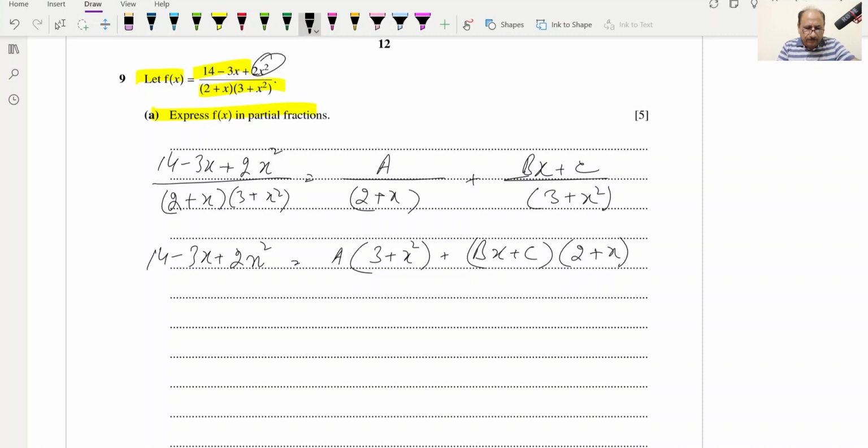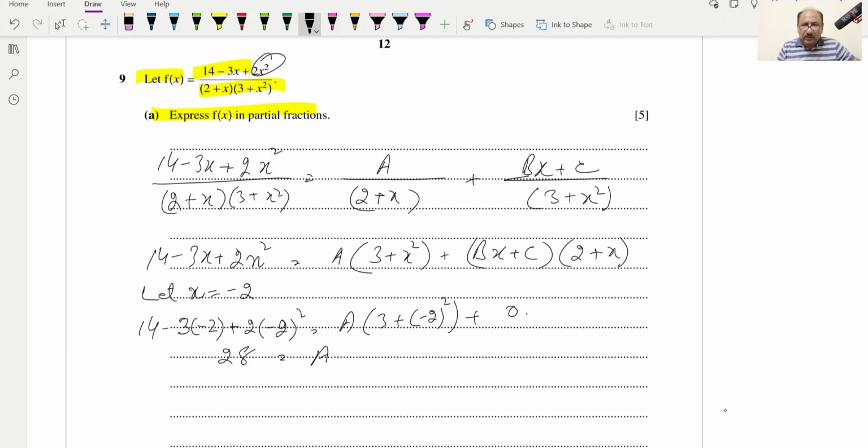So first of all, we will be putting x is equal to minus 2. So this implies 14 minus 3 into minus 2 plus 2 into minus 2 squared is equal to A into 3 plus minus 2 squared, and plus this will be 0, so I'm not writing this one. Because of this term, this whole term will be 0. Now we can simplify. This will be 14 plus 6, so 20, and 4 twos are 8, so 28. So we can write 28 equals A times, 3 plus 4 is 7, so 7A. So A will be equal to 28 by 7, which is equal to 4. So the A value we got is 4.